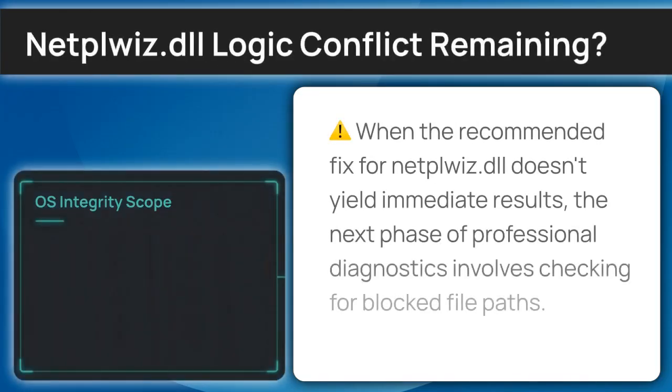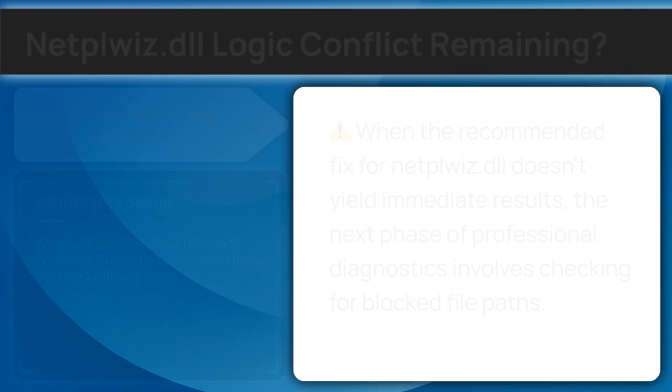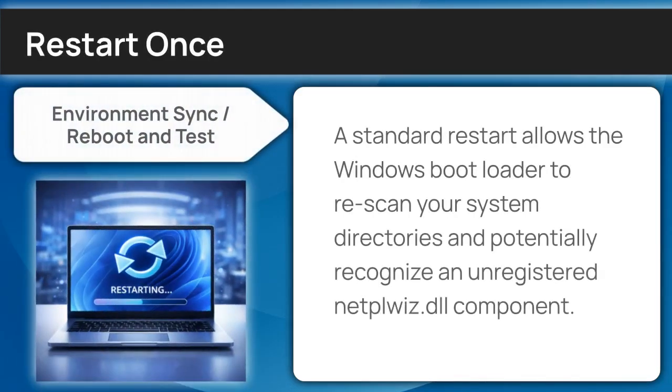When a fresh installer fails to clear the error, it typically points toward a deeper conflict within the Windows execution layer. A simple restart can resolve file in use errors that mimic a missing Networkplace Wizard Library message. It's a low-effort step that ensures your operating system starts with a clean execution stack.